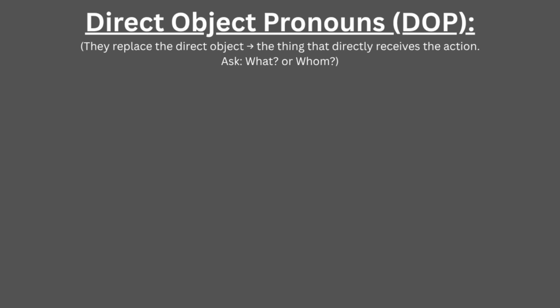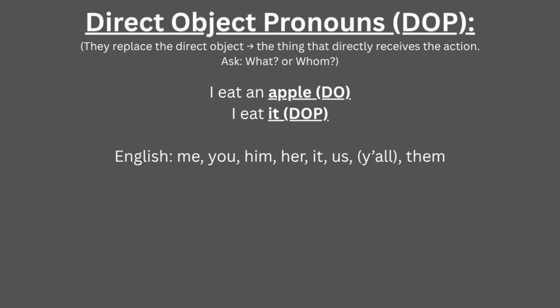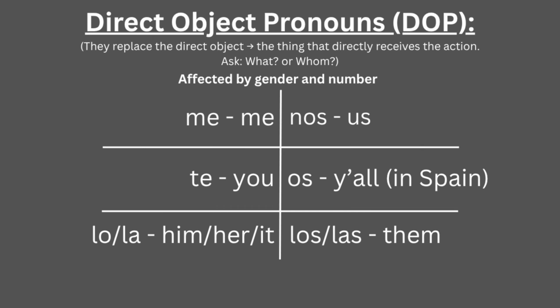And in English, we can have a simple phrase like, I eat an apple. I eat it. The direct object is apple, and its pronoun is it. Such pronouns in English are me, you, him, her, it, us, and them. But in Spanish, their forms are different, affected by gender and number.